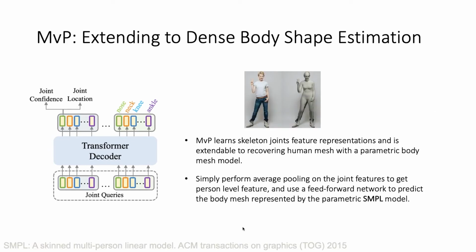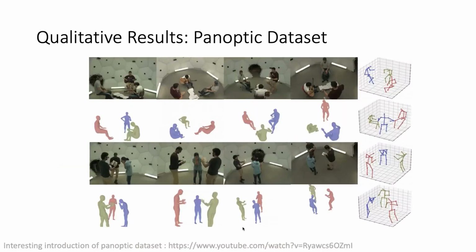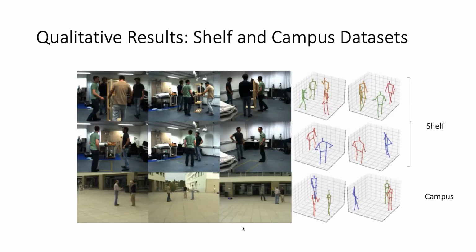We also extend MVP to predict the dense body shape. We simply perform average pooling on the joint level feature to get person level feature, and use a feed-forward network to predict the body mesh represented by a parametric SMPL model. So here is a qualitative result on panoptic dataset and result on shelf and campus datasets.